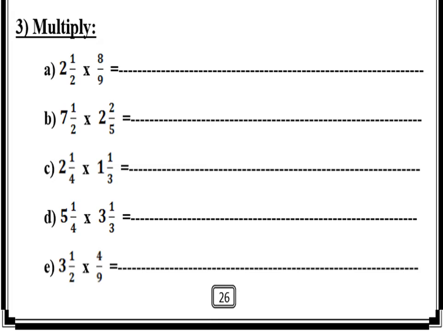Next, this time I'm going to multiply a mixed number by a fraction. First, I have to change the mixed number to an improper fraction, as we took from grade 4. How? I'm going to multiply 2 times 2, which is 4, plus 1, which is 5. So it's going to be 5 over 2 times 8 over 9, and then I'm going to follow the same steps.